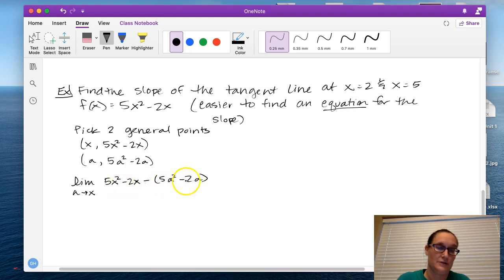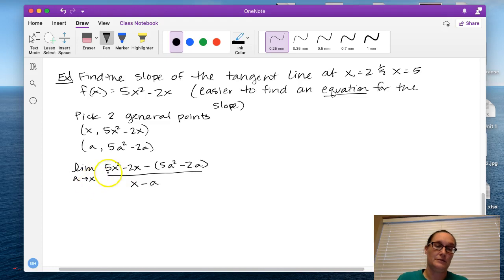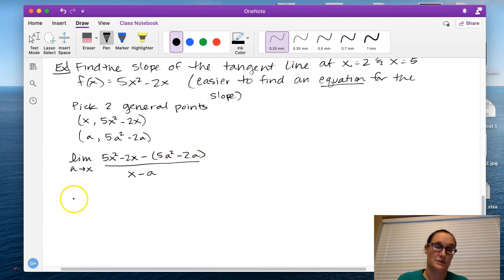So I'm going to do y2 minus y1. I do need parentheses around this because I'm going to have to distribute the negative. So be careful with that. That's the number one thing that people will get caught up on. And then the denominator, x2 minus x1. All right, so again, if we plug in x for all our a's, we're going to get 0 over 0. So we've got to do something, and in this case, we're going to factor and cancel.